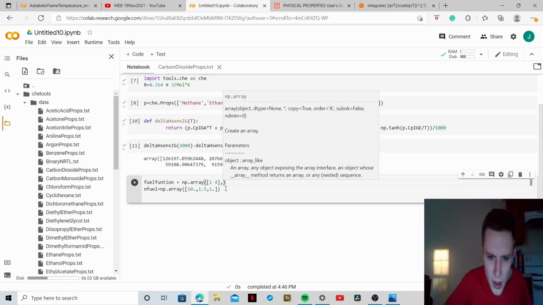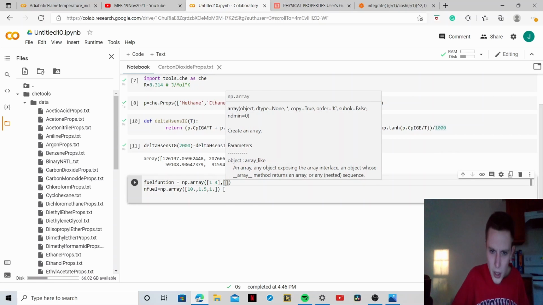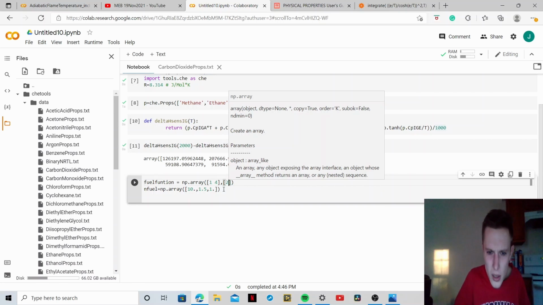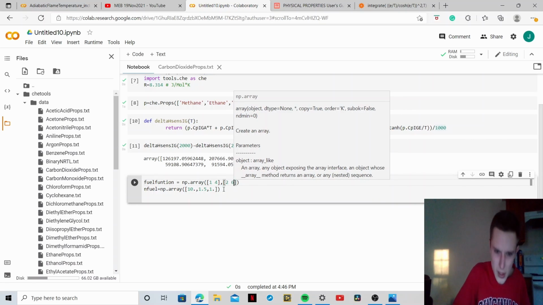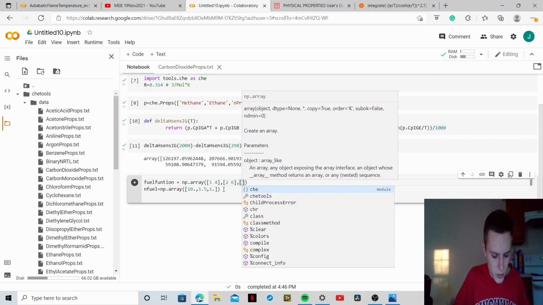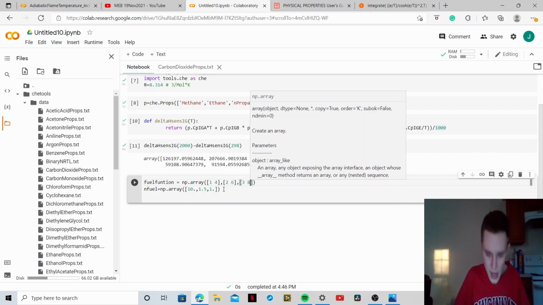And then for the next one, the second one was for ethane, it is 2, 6. And then for the last one, it was for propane, and that is 3 and 8. Okay?